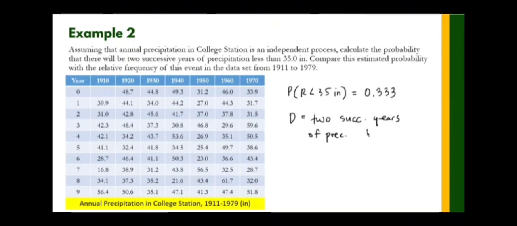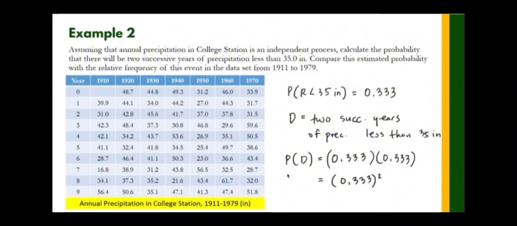So for 2 successive years of precipitation less than 35, the probability of D is equal to 0.33 times 0.33, or we can write 0.33 squared. Since the process is independent, we can multiply and we come up with 0.11. So this is the probability that 2 consecutive years will have a precipitation less than 35 inches.